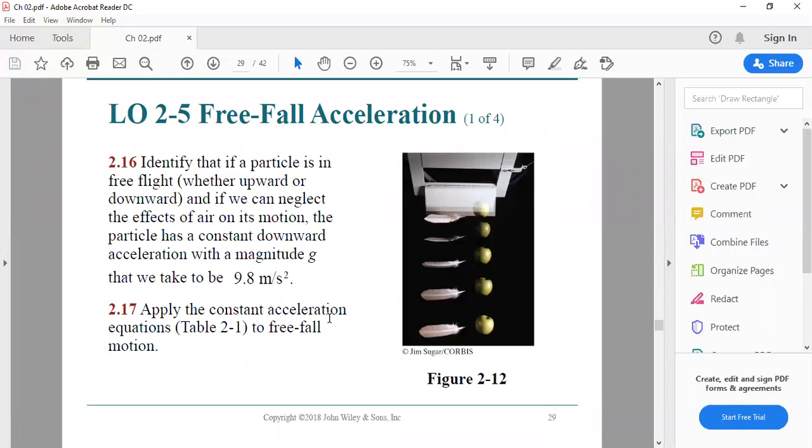Free fall acceleration. If a particle is in free flight, whether it's upward or downward, and if we can neglect the effects of air on its motion, or drag, then the particle has a constant downward acceleration with a magnitude g that we take to be 9.8 meters per second squared, which is what we had defined earlier. So we're going to apply the constant acceleration equations, basically those equations in table 2.1, to free fall motion.